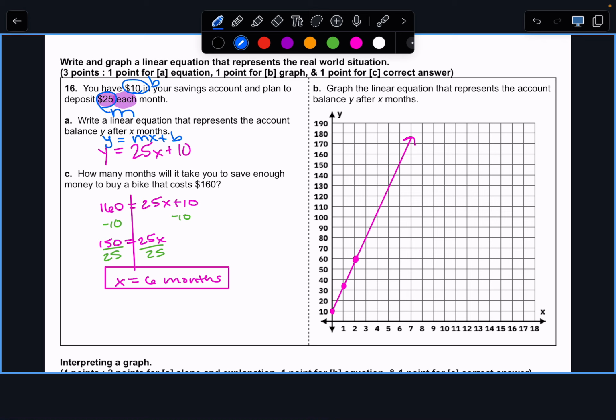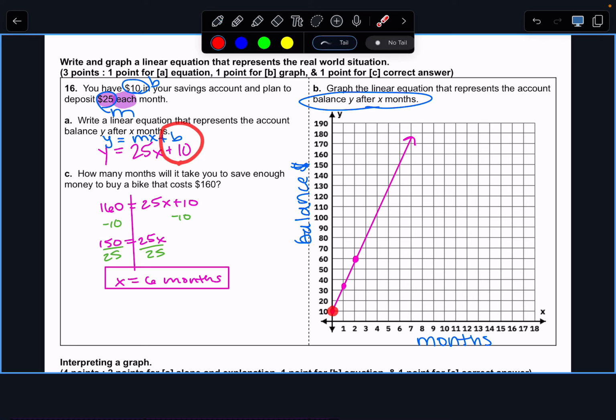It says right here, x is months and y is balance, so pretty much that's the dollar amount, okay? So if my b, my y-intercept is 10, I'm going to go to my y-axis, I'm going to put a dot on 10, okay? Now my slope is 25.